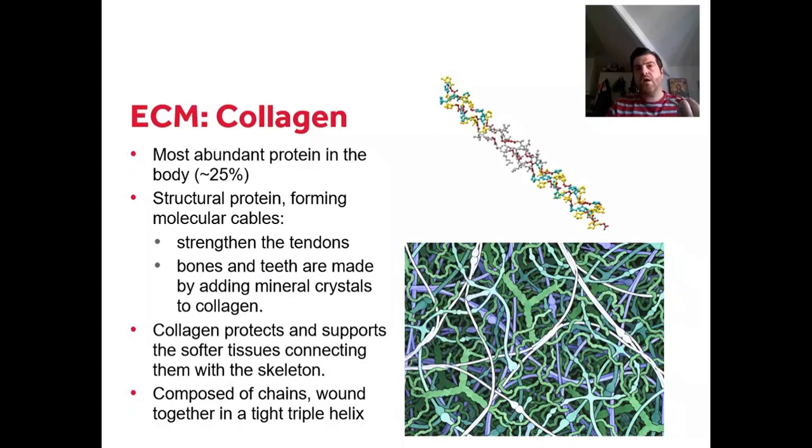So looking at some of these major components of the extracellular matrix in a little bit more detail. We'll go back to collagen. Now this is the most abundant protein in the body. It's about 25% of all your proteins by weight. It's largely a structural protein that forms long molecular cables, if you like.